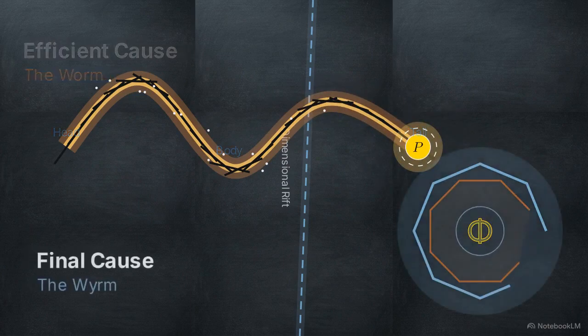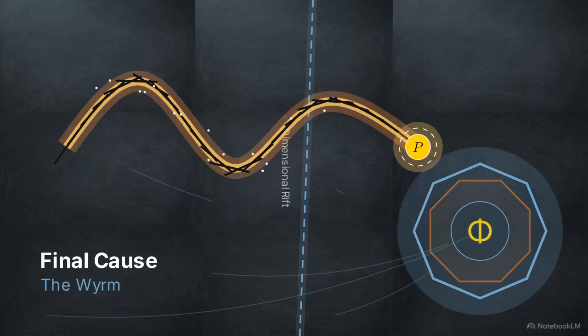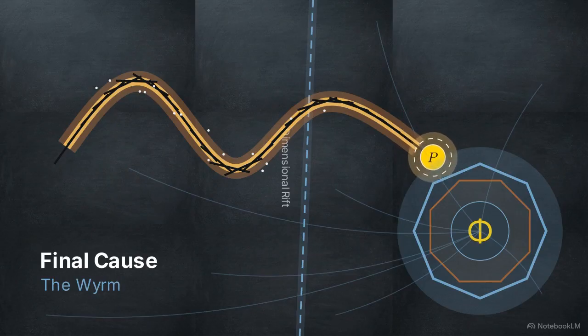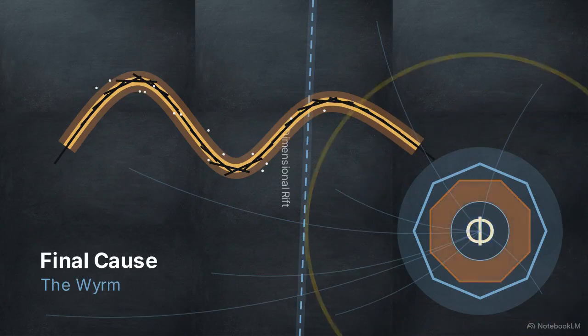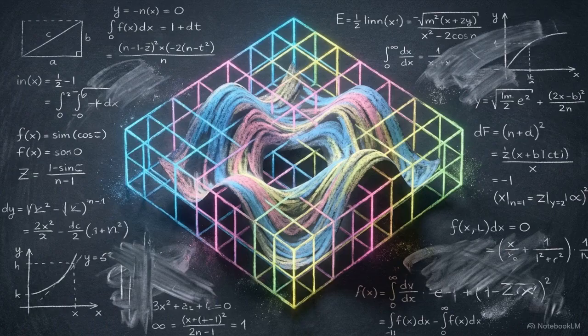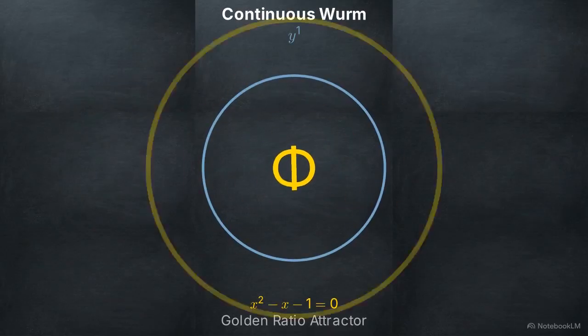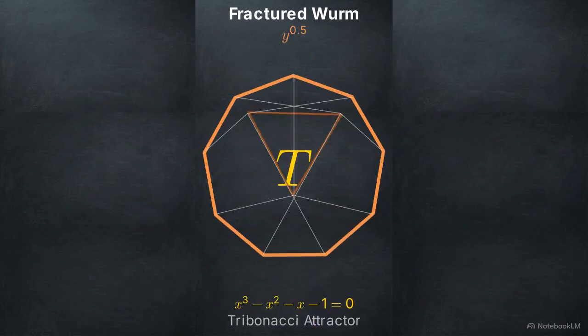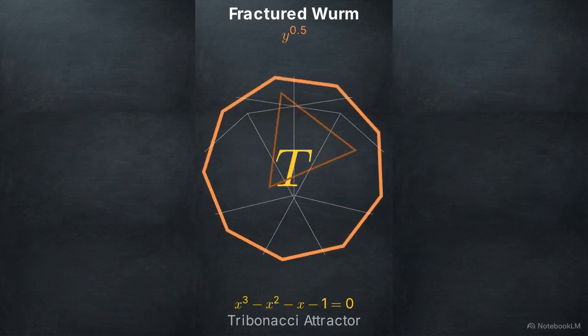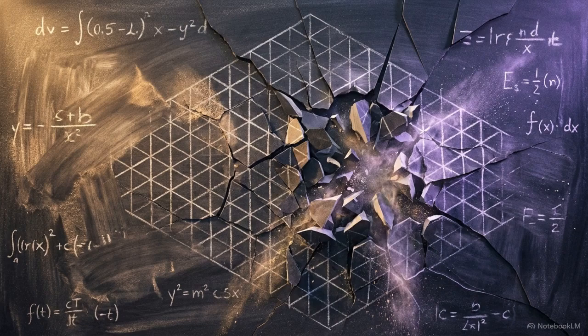Third is the final cause, or the Wyrm. This is the absolute, unchangeable topological invariant, the mathematical attractor sitting at the bottom of the phase space that actively pulls the payload toward resolution. We are going to stress test this exact transport engine. We will observe how mutating the continuous spatial geometry of the Wyrm radically shifts the discrete mathematical attractor from the golden ratio to the Tribonacci constant. By fracturing the spatial metric, we force the mathematical system to mutate its own foundational sequence limits.